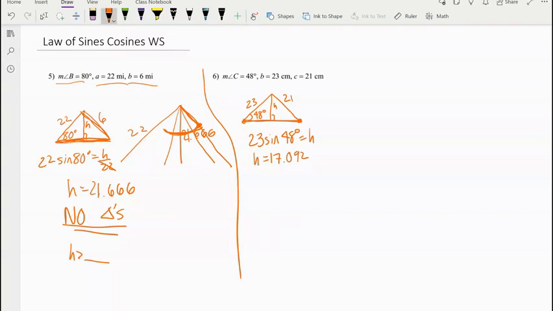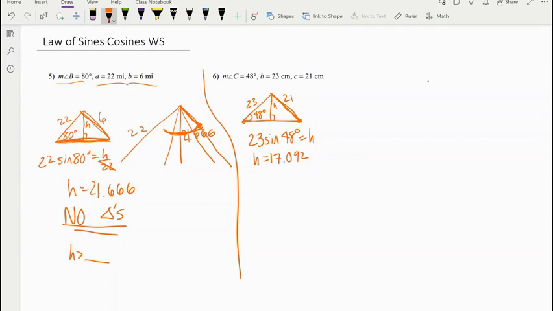Well, 21 is greater than the height, so I know it creates at least one triangle because it is larger than the height. And it's also less than 23. So because your side length that's across from the given angle is in between the adjacent side and the height, this is going to be two triangles. So let me draw the two triangles.